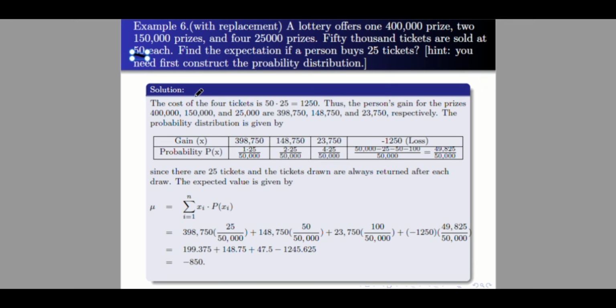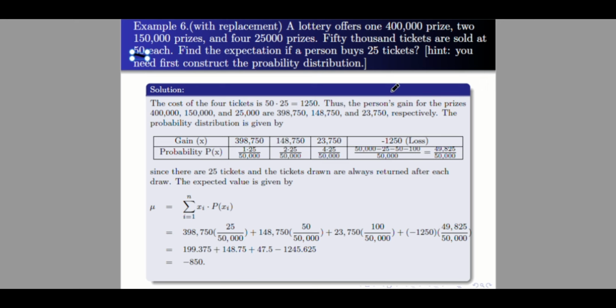Thus, the same with the previous problem, the person's gain for the prizes should subtract 1,250 because you paid 1,250. Thus, we have these 3 following gains. Okay, you will gain either of these 3. And for the loss, if you cannot win any of these 3, you will only pay 1,250, so it's a loss for you. So that is why negative 1,250.